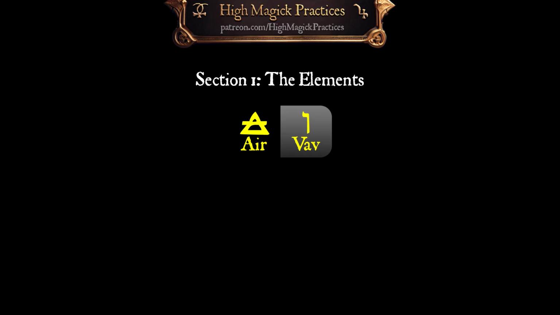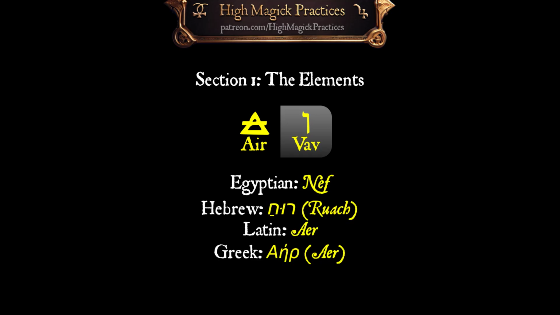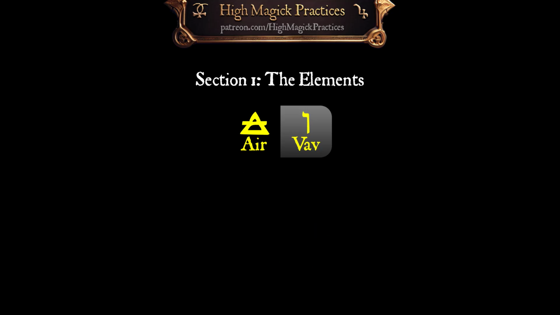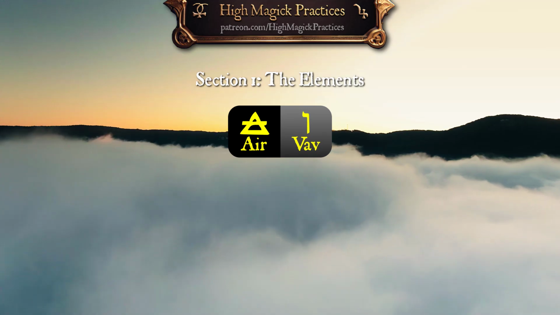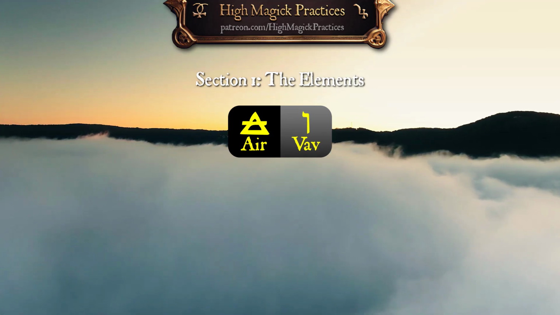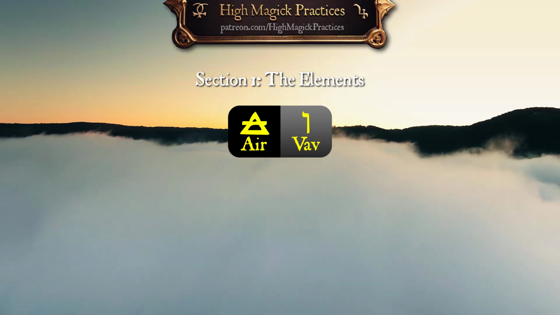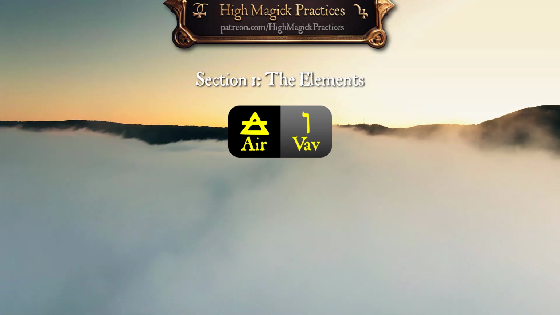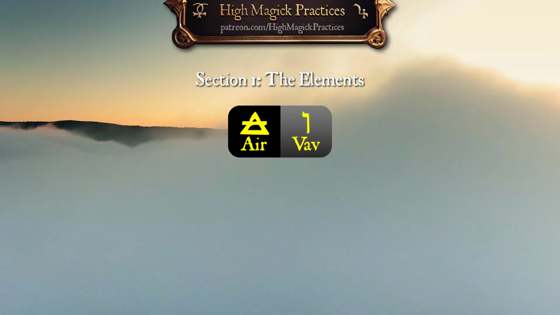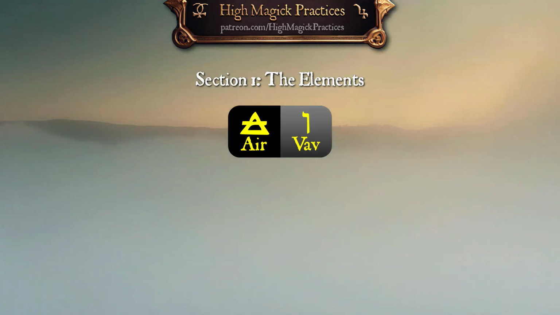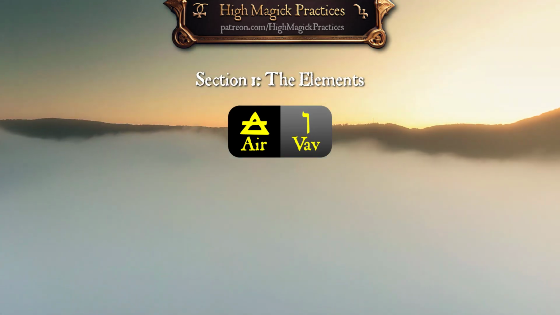The element of air is called neph in Egyptian, ruach in Hebrew, and aer in Latin and Greek. Qualities of air are active, masculine, intellectual, ethereal, and communicative. Air represents intellect, thought, and the breath of life. It is the medium of communication and creation, embodying lightness and abstraction. In Kabbalistic tradition, air reconciles the opposing elements of fire and water, acting as a harmonizing force. Its cardinal direction is east.